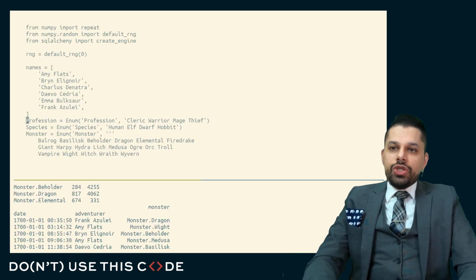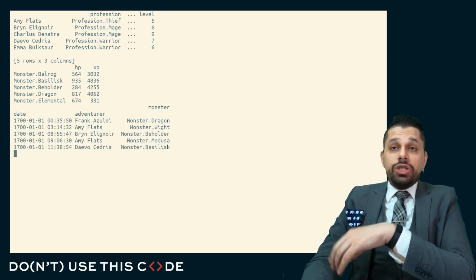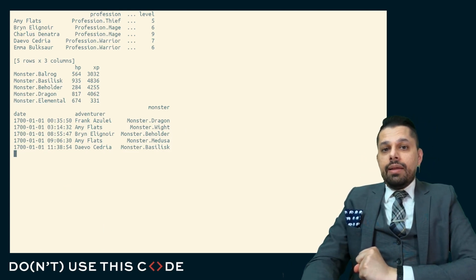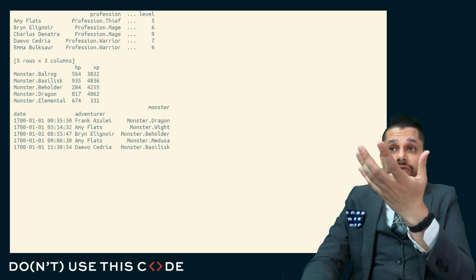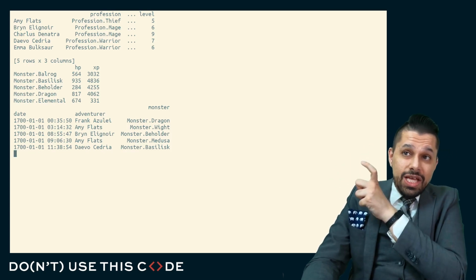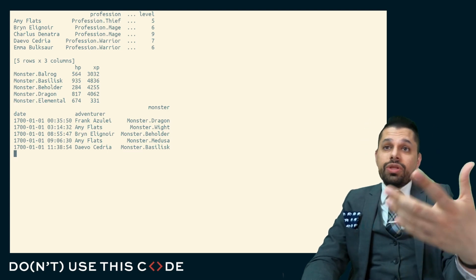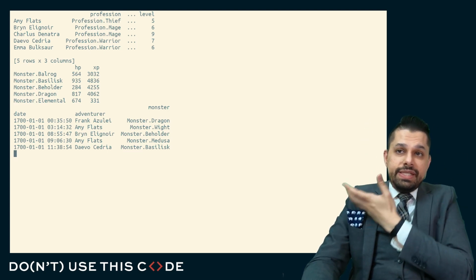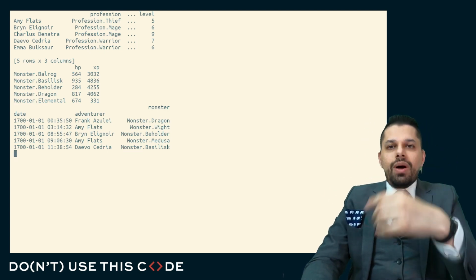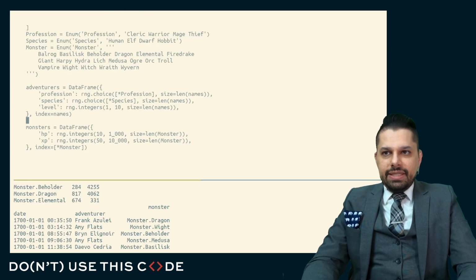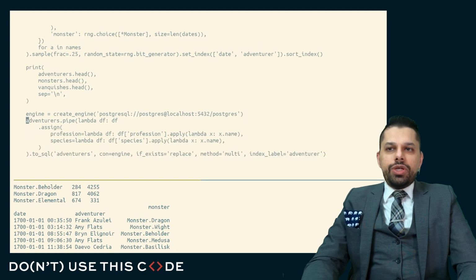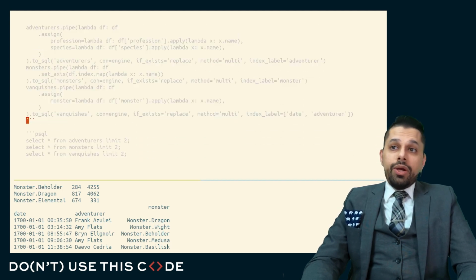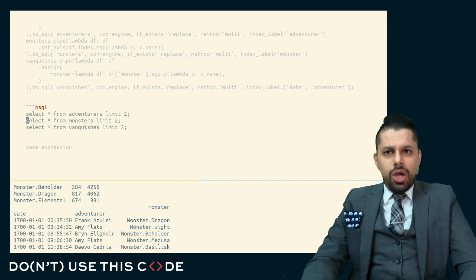It is each adventurer, their profession, their species, and what level they are. So you can see the first adventurer is level 5, the last adventurer is level 6. Each monster and how many hit points it's worth and how many experience points it's worth, the date, the adventurer, and which monster they happen to defeat on that date. Now, let's take a look at other expressions that we can perform by querying this data. And we're going to use this data set over and over and over.